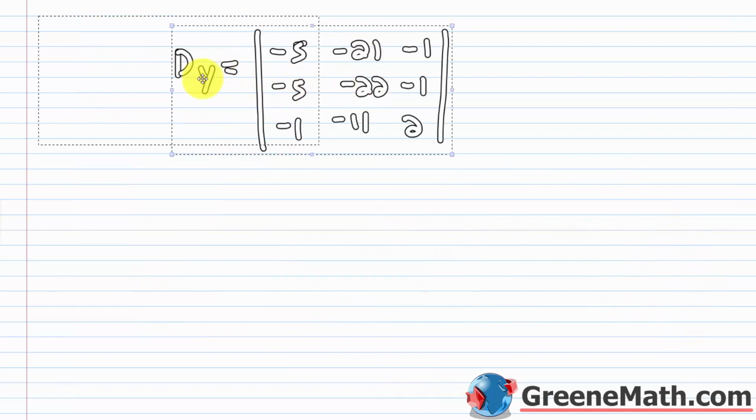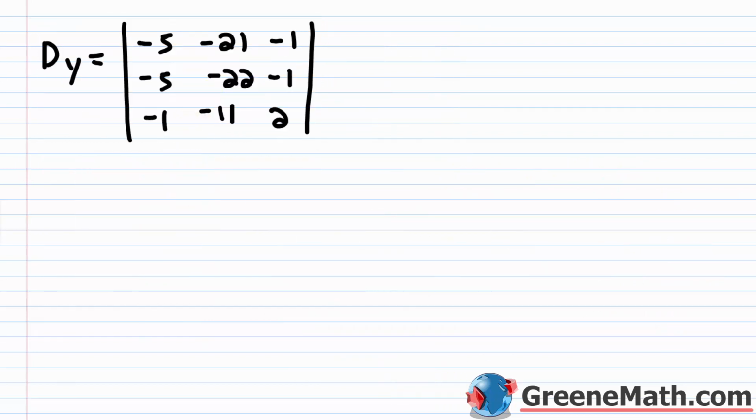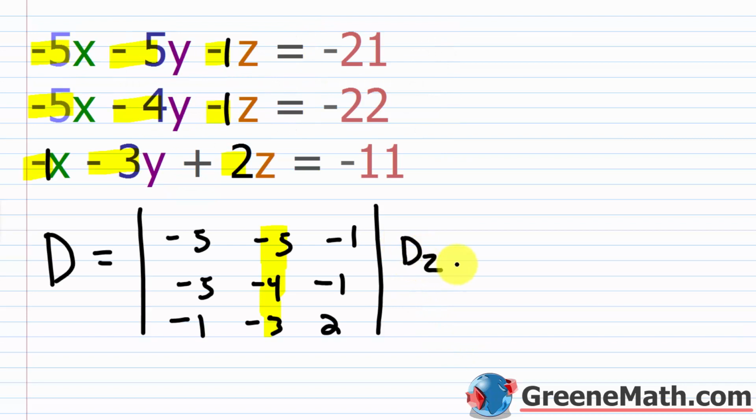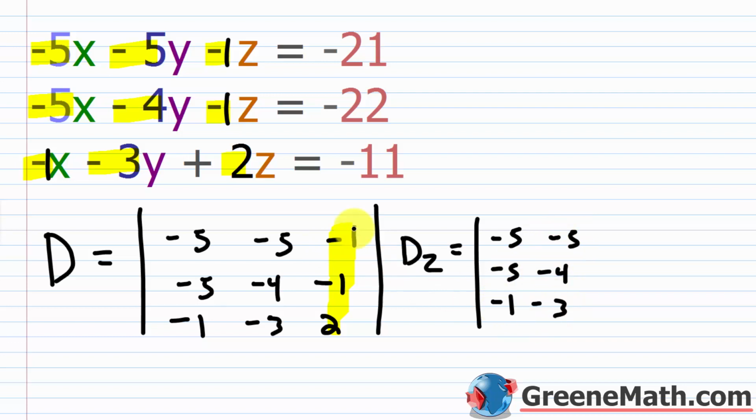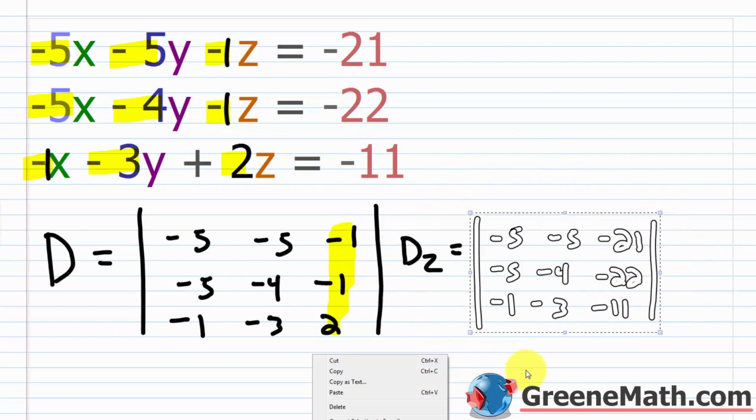And I'll just slide this down. And let's get the last one. So we want d sub z as well. Okay, so that's going to be equal to what? So now I'm going to look at this last column. These are the coefficients for z. I'm going to replace that with the constants. So everything else is the same. So you've got your negative 5, your negative 5 again, your negative 1. You've got your negative 5, your negative 4, and your negative 3. Again, the last column, I'm just going to replace it. So negative 21, negative 22, and negative 11. Okay, so let's go ahead and get rid of this.